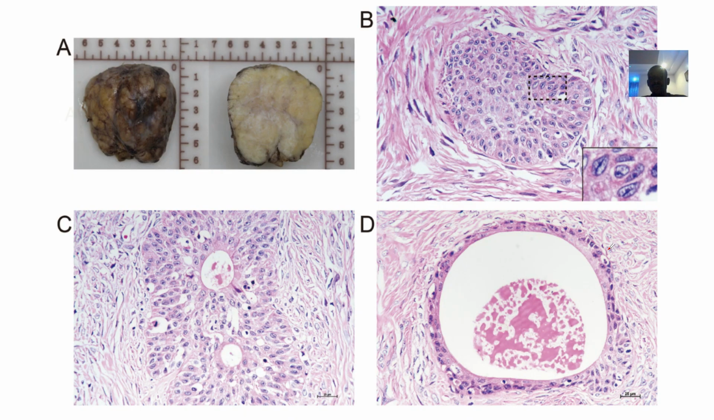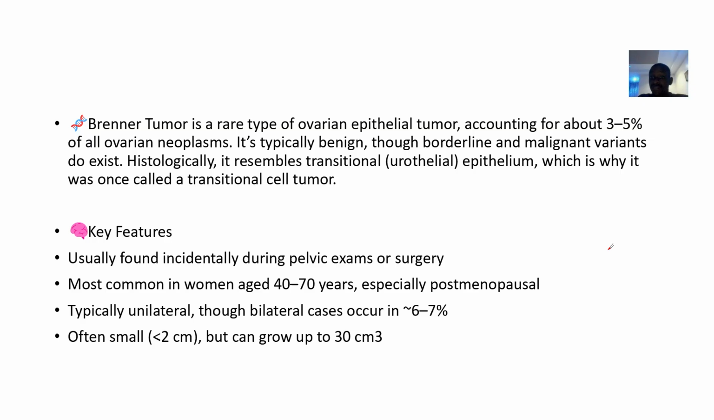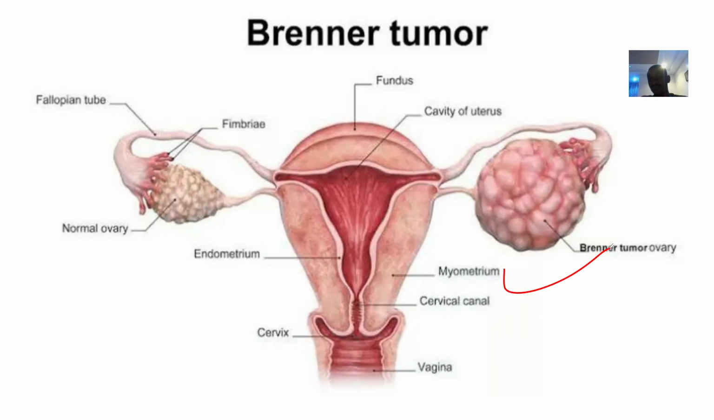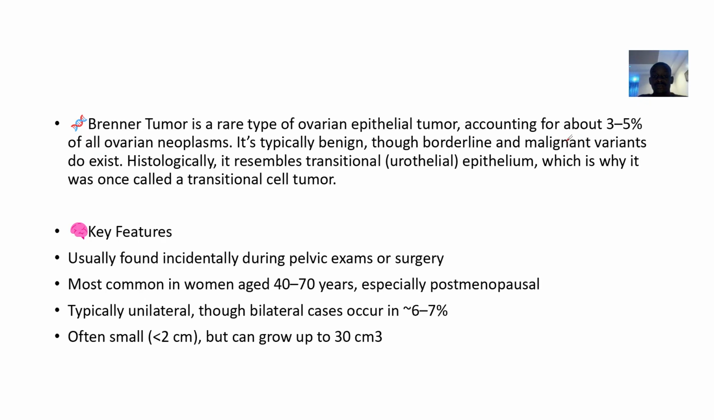Alright, so a Brenner tumor, just so you know, is a rare type of ovarian epithelial tumor. It accounts for about 3 to 5% of all ovarian tumors. Alright, so it's typically benign. That means if it starts growing in the ovaries, there's a low risk of it spreading to another place. It will just remain within the ovary. You understand? So it is okay. It's typically benign, though you can have borderline or even malignant ones, but those are very, very rare. You understand? That's just what it means.